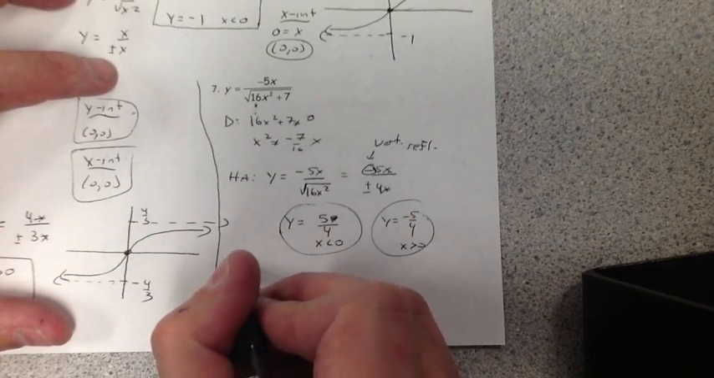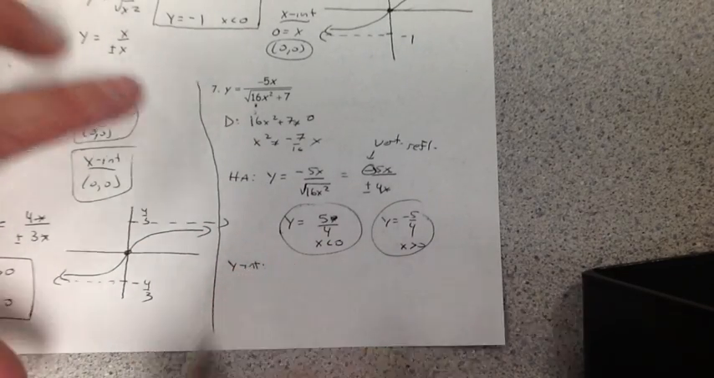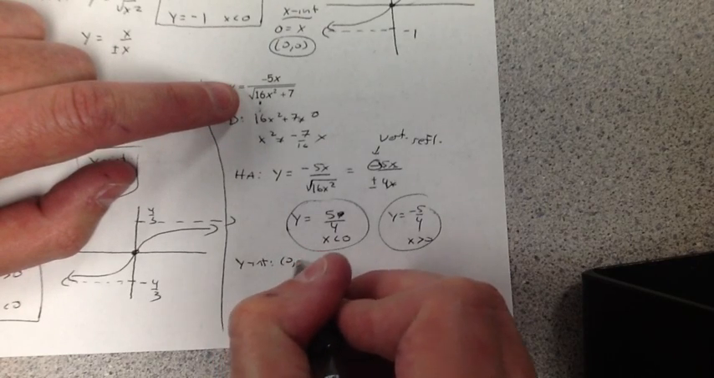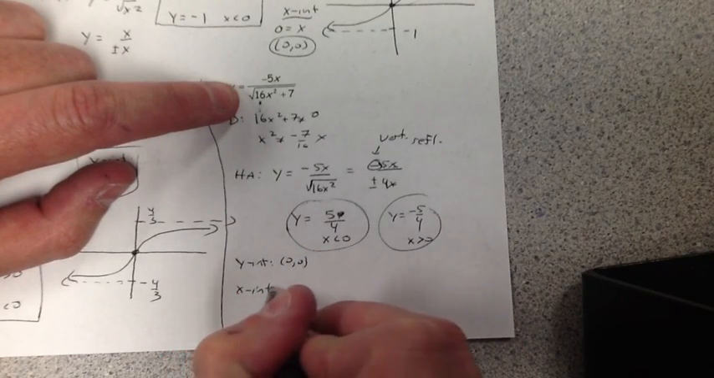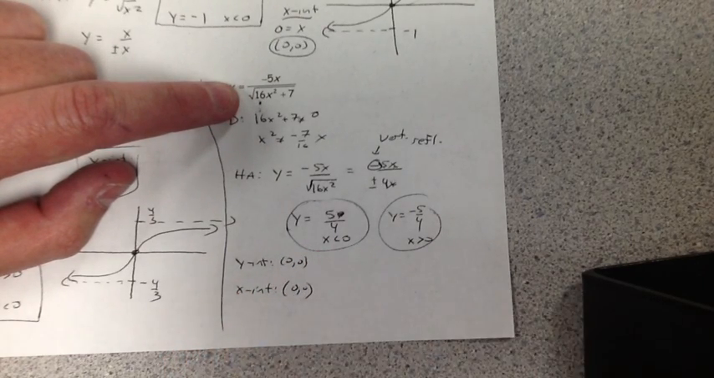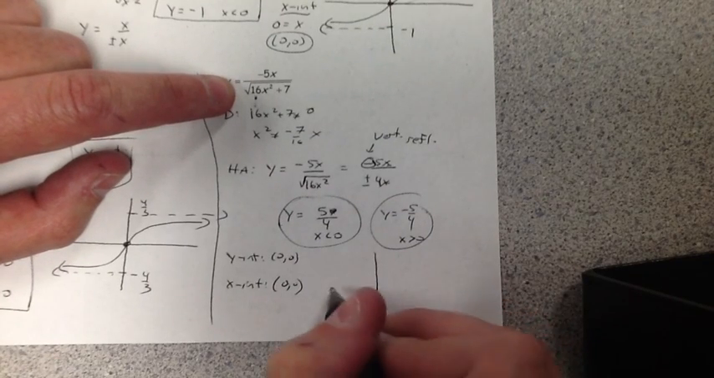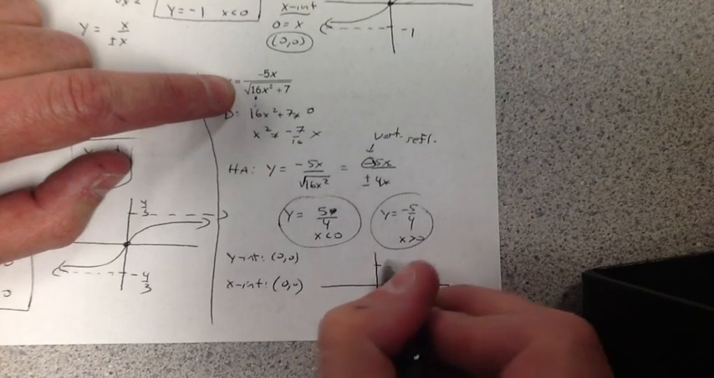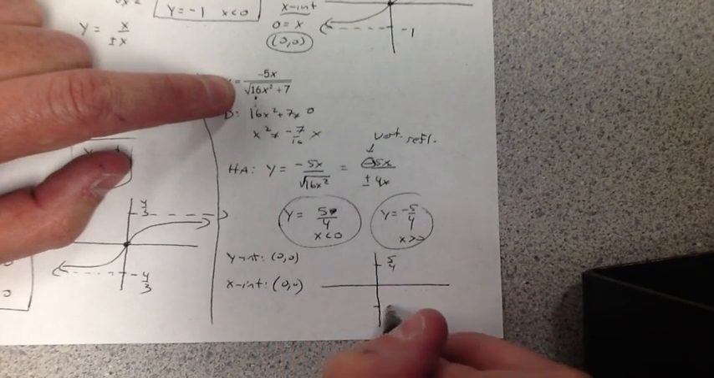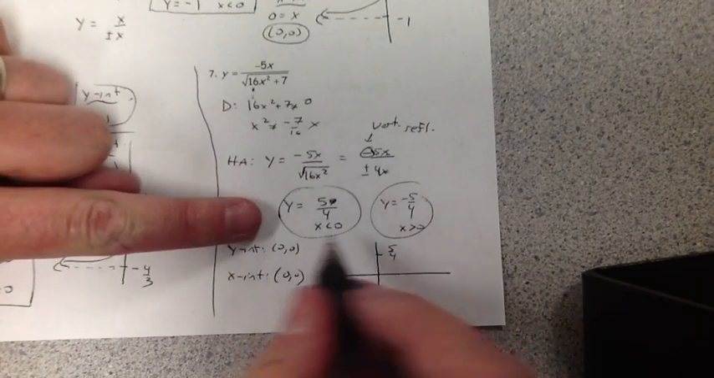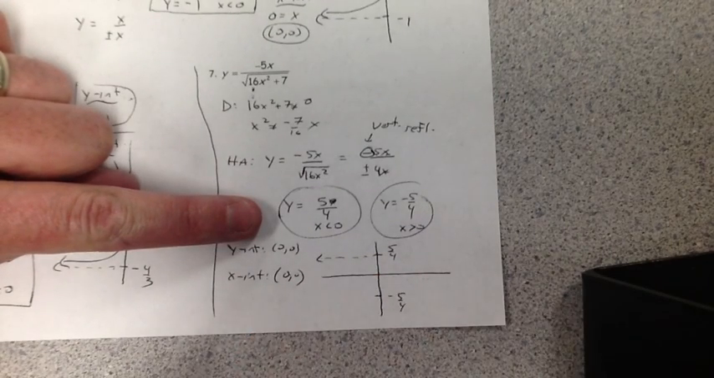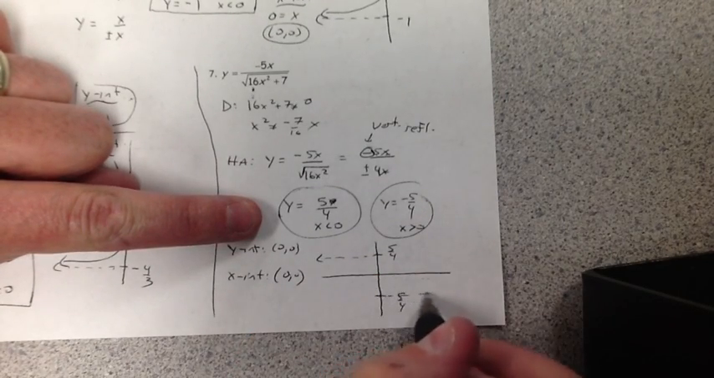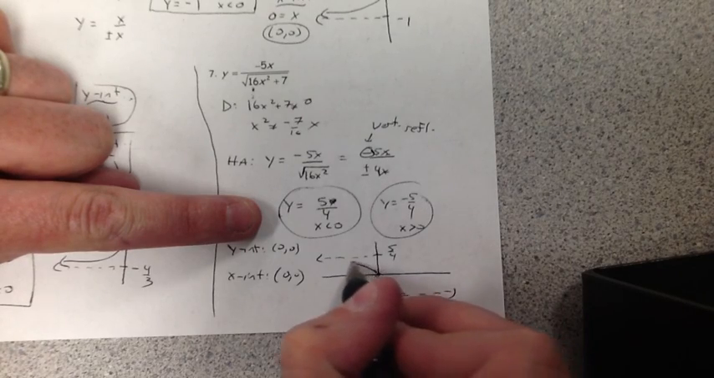And what's our one point? The y-intercept. Again, let x be 0: 0, 0. Our x-intercept, again, 0, 0. Not much room, but these don't take much. So we're at 5 over 4 and negative 5 over 4. We switched them. That's what that vertical reflection does. We switch them. And now our graph goes like this.